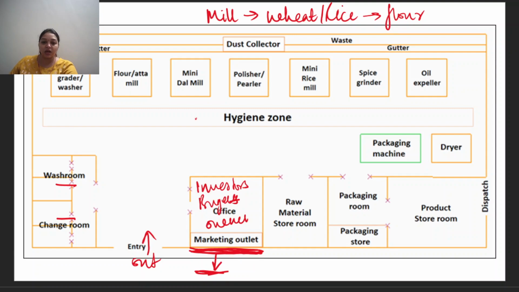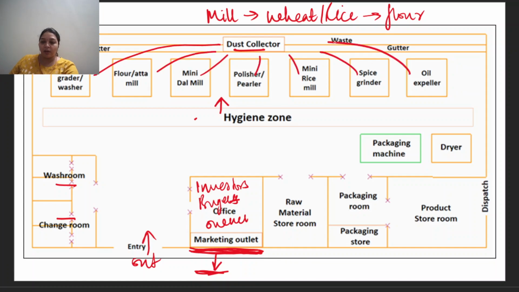So here there is a hygiene zone. Hygiene zone means after this zone, people have to be very hygienic. The way they enter, the clothes they wear, they have to wear the hair caps and all those things, rules will be there. Okay. So this is the dust collector, because the dust is collected from all these areas.